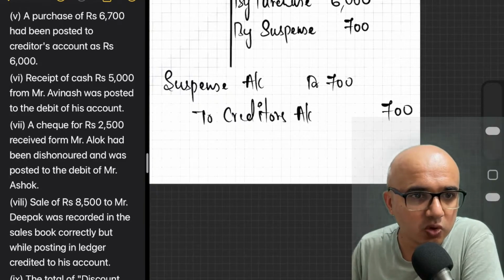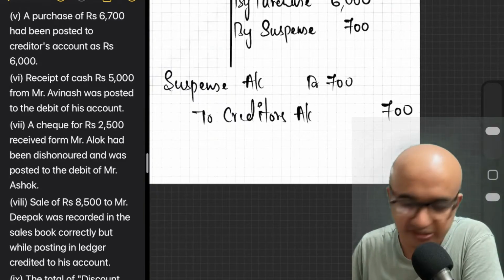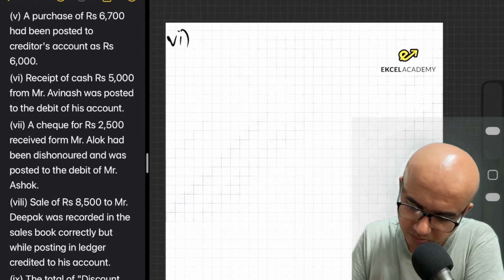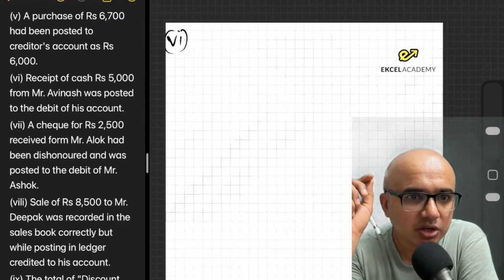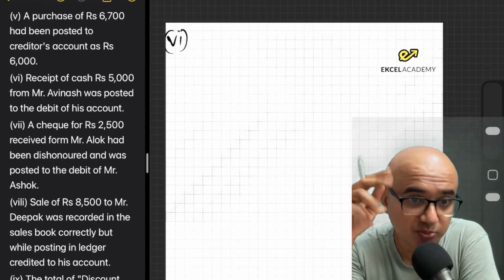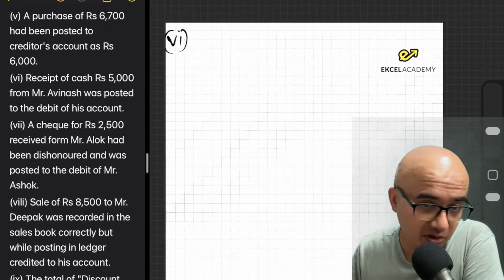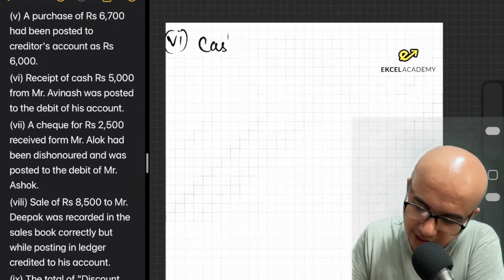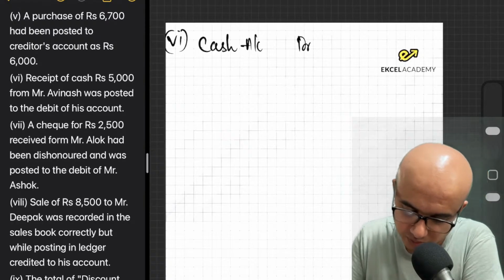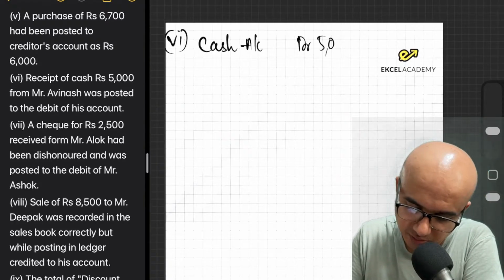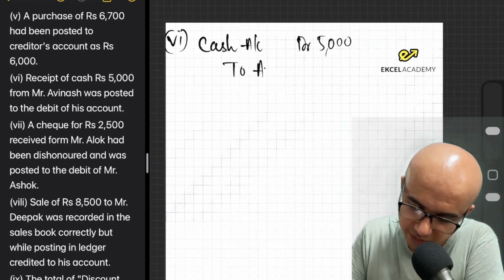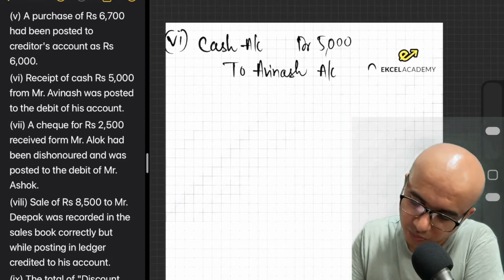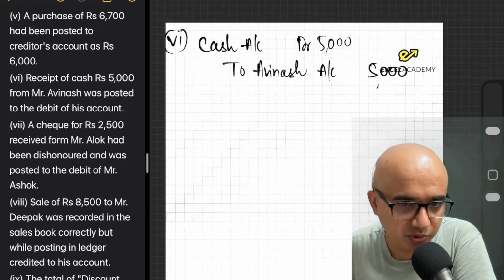What were we looking at? 6th transaction. Okay. Receipt of cash rupees 5,000 from Avinash was posted to the debit of his account. Okay, first let me record the correct transaction. Cash account debit, increase in asset. How much cash did we receive? 5,000. To Avinash, decrease in asset, 5,000. This is the entry which they were supposed to record.